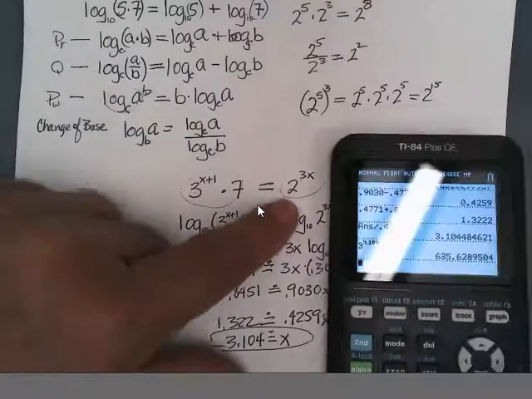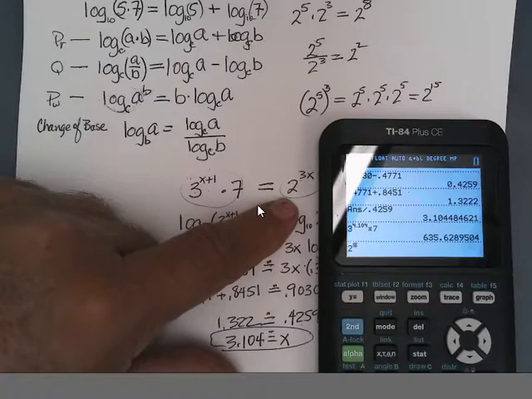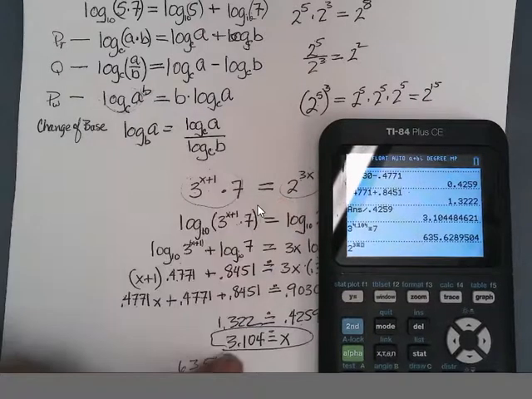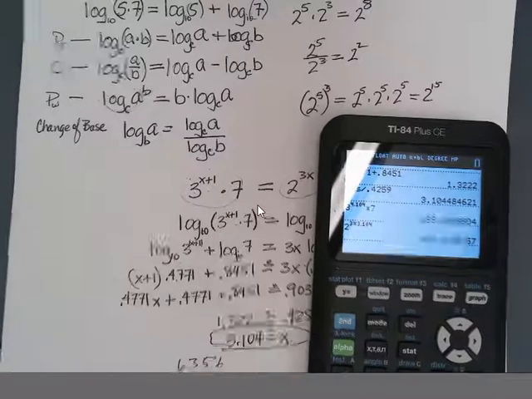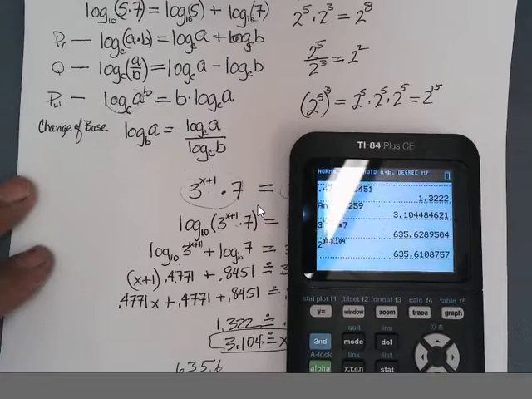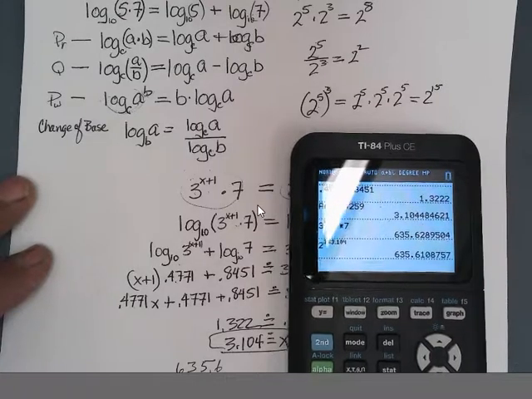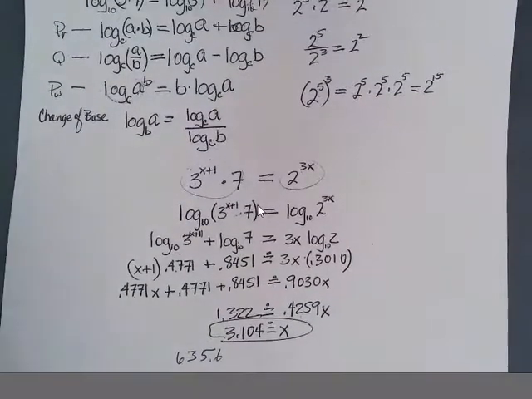Now let's see if this comes out to be close to the same. 2 to the 3 times 3.104. And I would say that looks awfully close to the same. 635.6. Okay? That's the brief idea of what logs are.